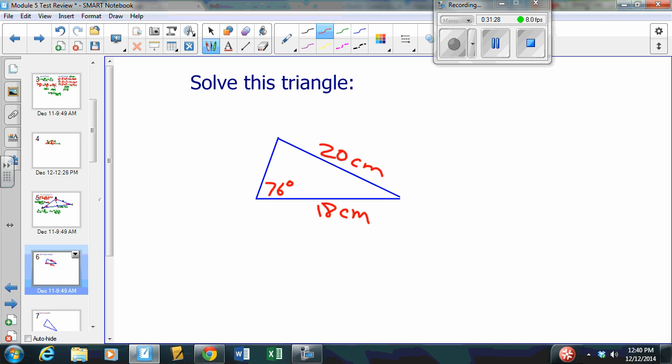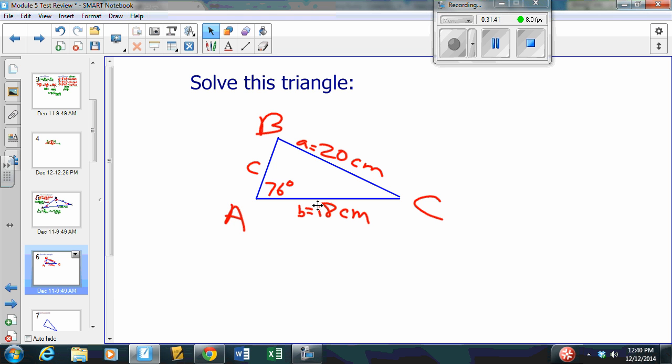Okay, let's solve this triangle. Let's say this is A, this is B, and this is C. What does it mean to solve a triangle? Find everything that we don't know. We know 3 things, we got 3 more things to go, right? So let's find something. What would probably be easy to find right now? Angle B? Yeah, why?